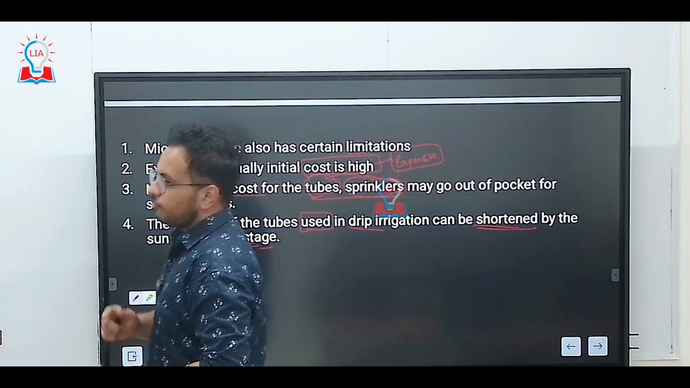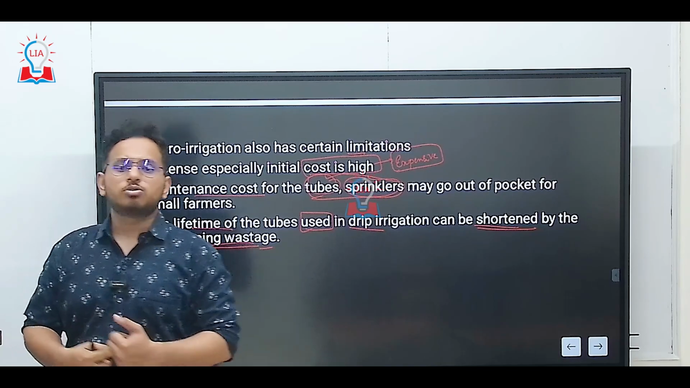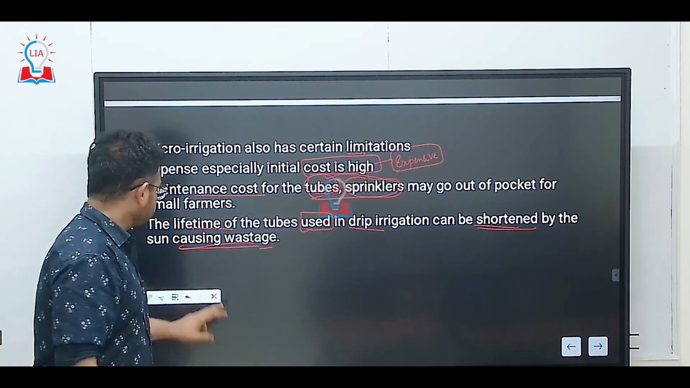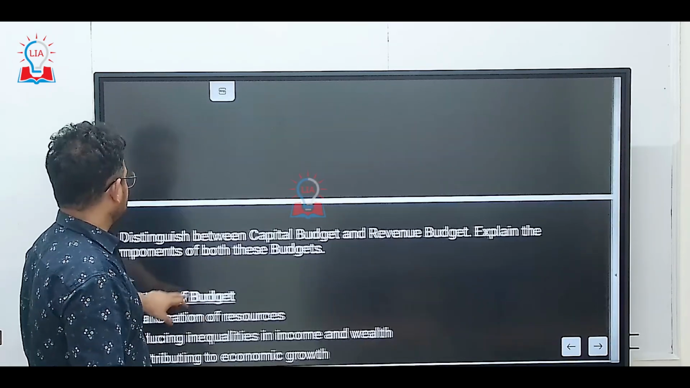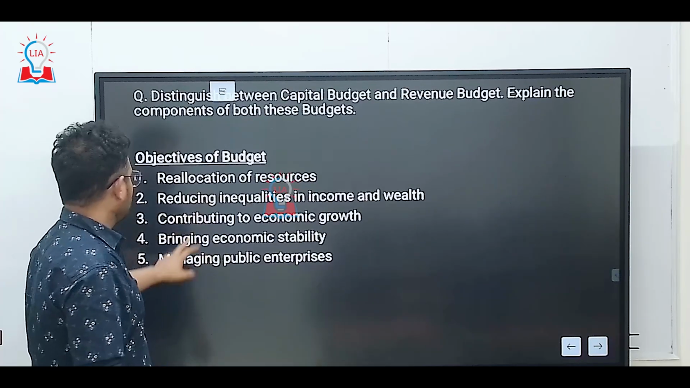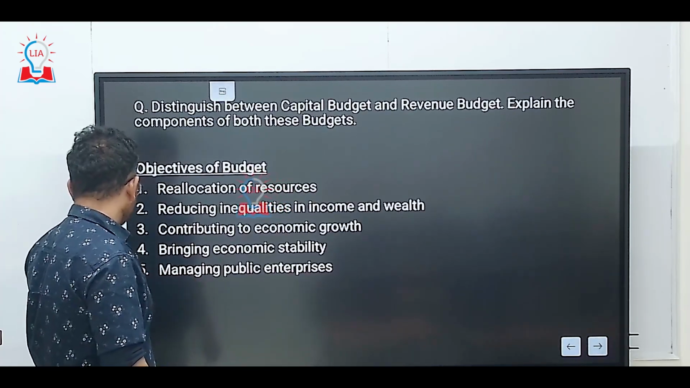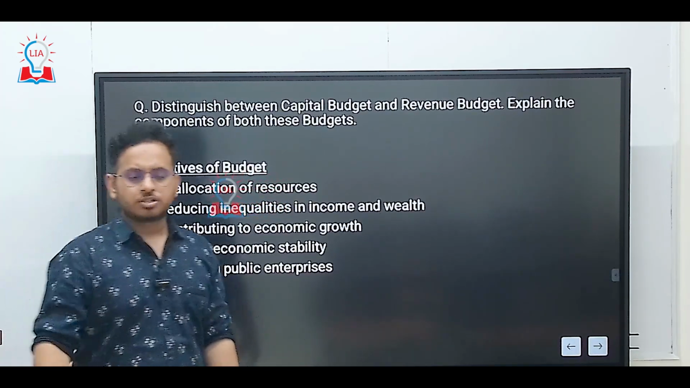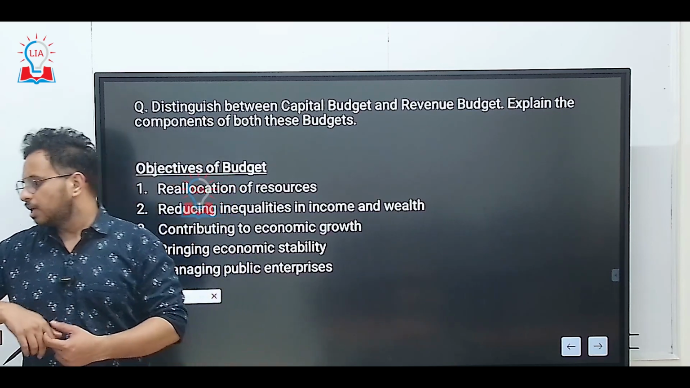Very important. We discussed the advantages, and we also discussed the limitations of the drip irrigation system. Okay, so this is about the micro irrigation technique, specifically the drip irrigation system, its advantages and its limitations.